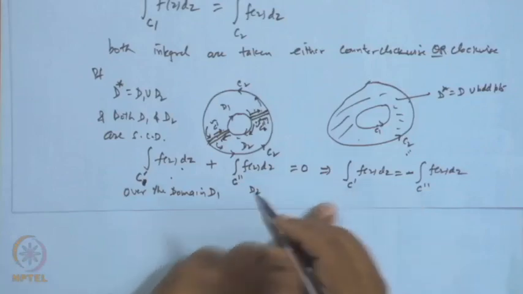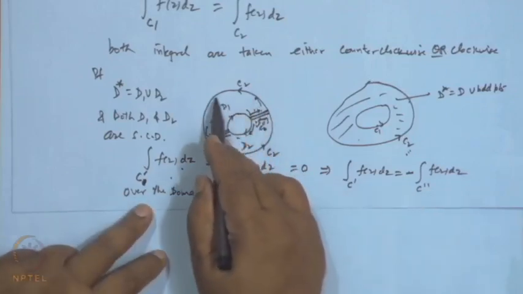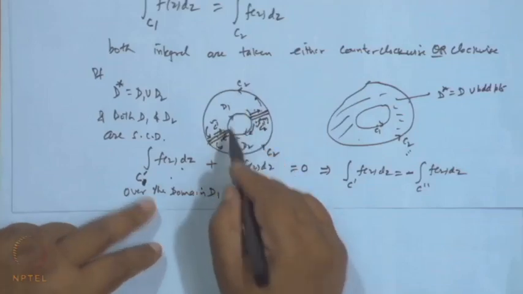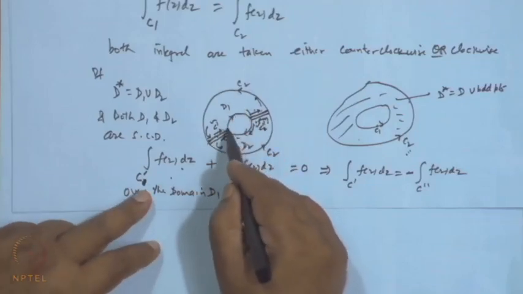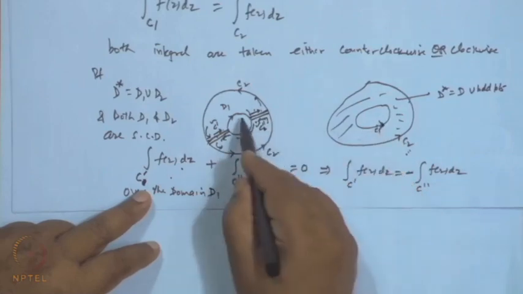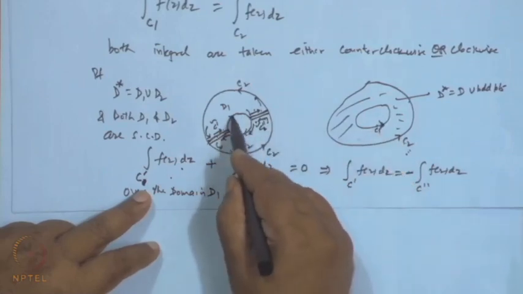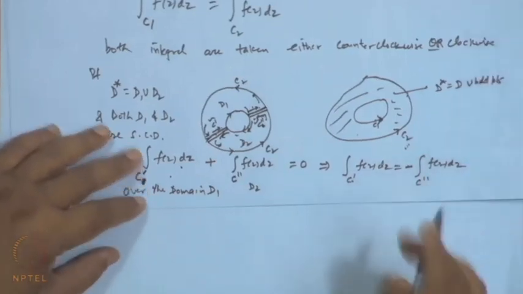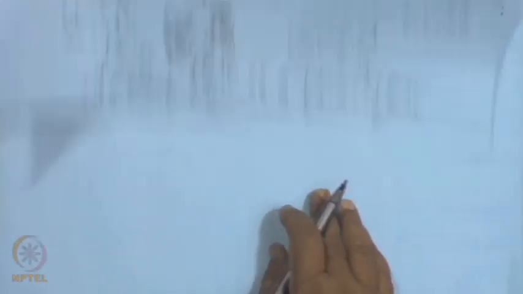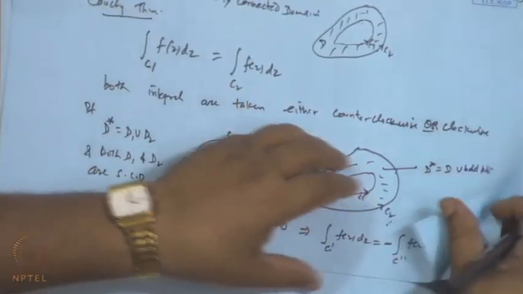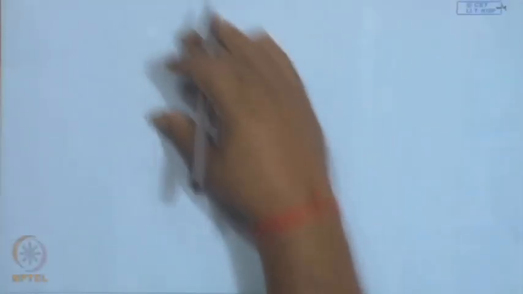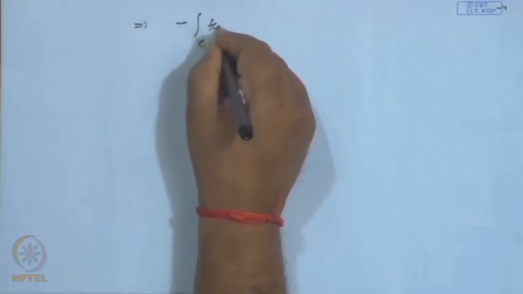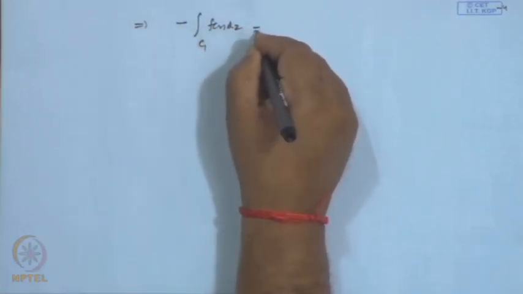Now, C dash is this curve where the direction is opposite to the direction which we took earlier. C 1 is in this direction and this one is going opposite of it. So, this becomes the minus of C 1. So, this is equal to minus of the integral along C 1 of f z dz.